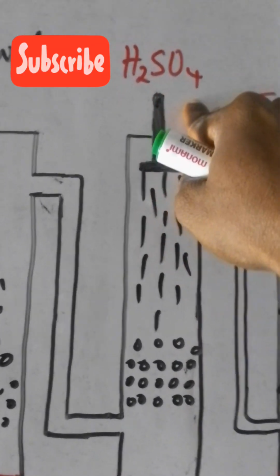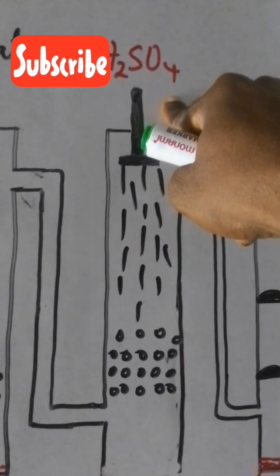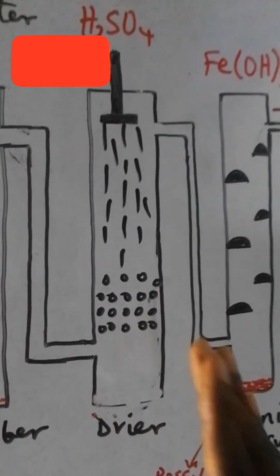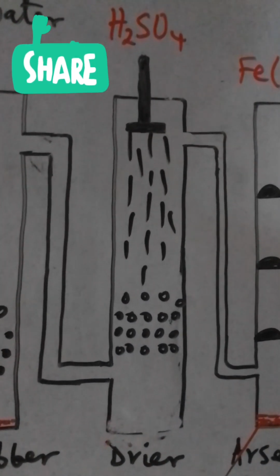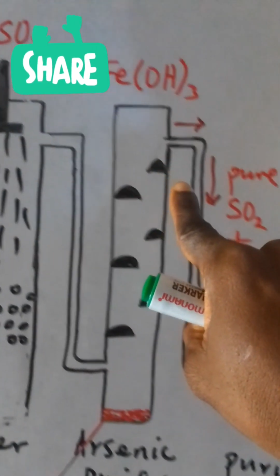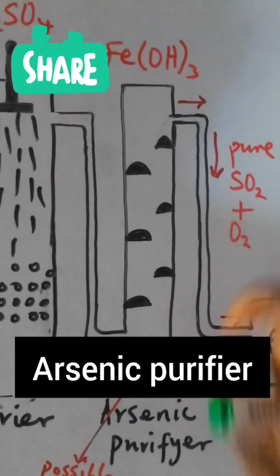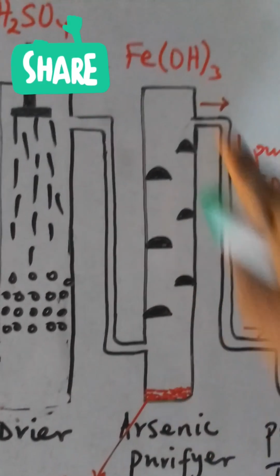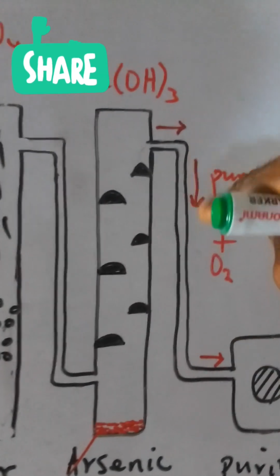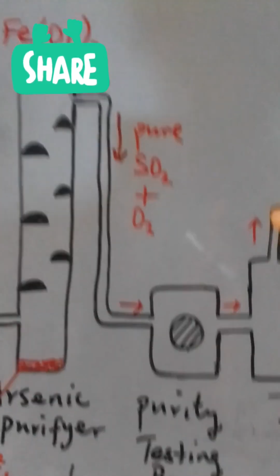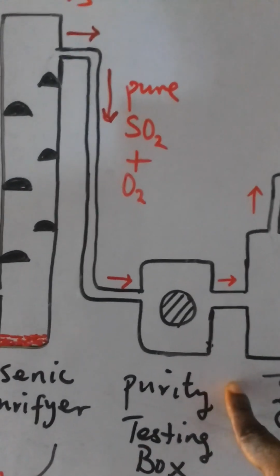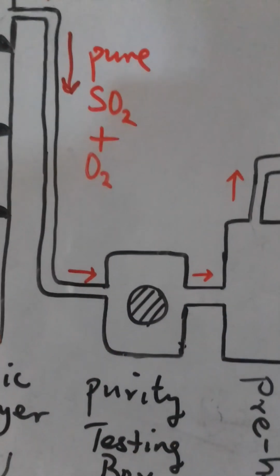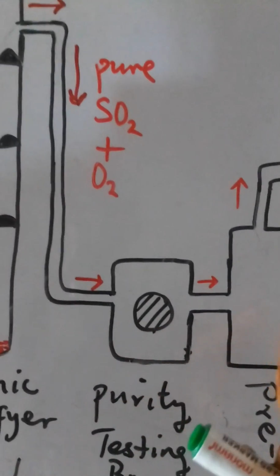Of course, you know that sulphuric acid is a drying agent, a dehydrating agent. So what it does is absorb any water vapor as impurity, leaving a dried gas which passes to the next chamber, called the arsenic purifier. This is where any possible arsenic impurity is removed by iron 3 hydroxide. After this chamber, the sulfur 4 oxide is tested for purity in the purity testing box. The impure ones are recycled to be further purified, and the pure ones continue the journey.